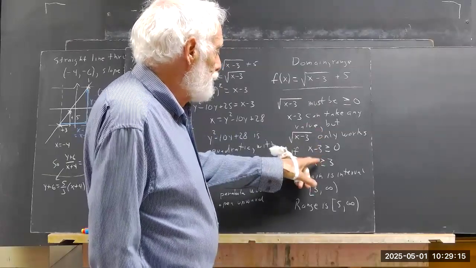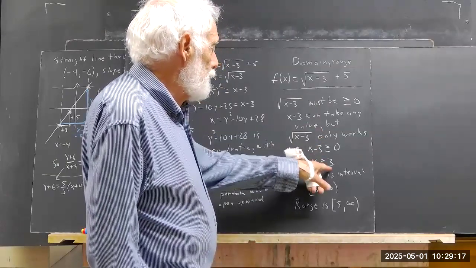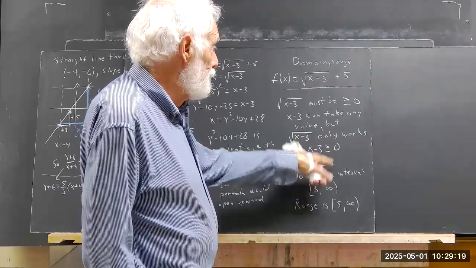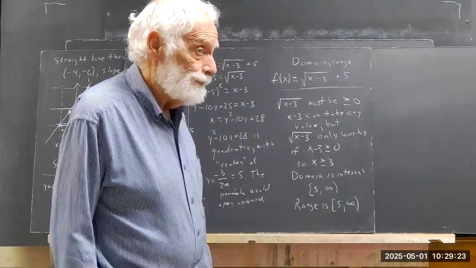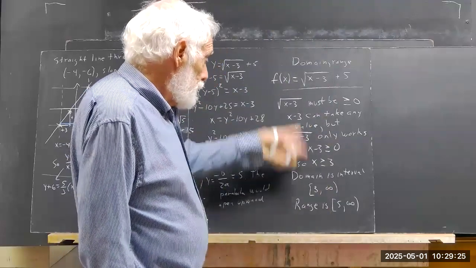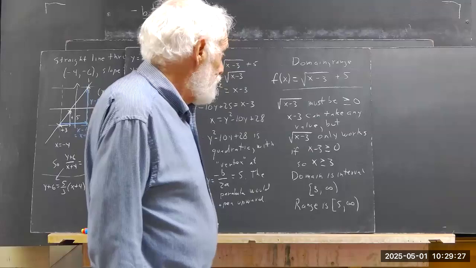Now, it only works if x is greater than or equal to 3, which should be obvious. If x is less than 3, it's going to be negative. Not going to work. But there it is, more formally.